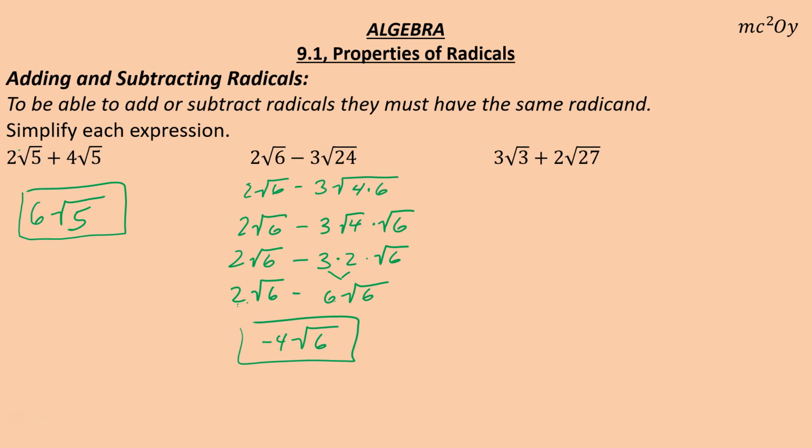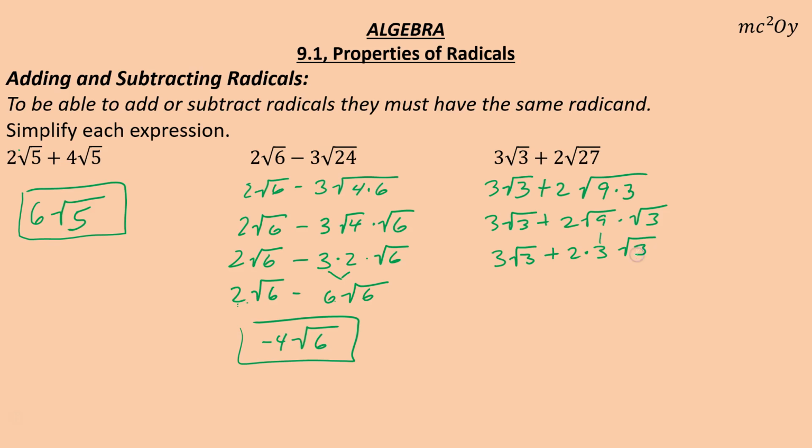All right, let's try one more here. We've got root 27 and root 3. We can simplify root 27. So we get 3 root 3 plus 2 times root 9 times 3, which is 3 root 3 plus 2 times root 9 times root 3. 3 root 3 plus 2 times 3 times root 3, which is 3 root 3 plus 6 root 3. And that gives me 3 root 3s and 6 root 3s for a grand total of 9 root 3s.